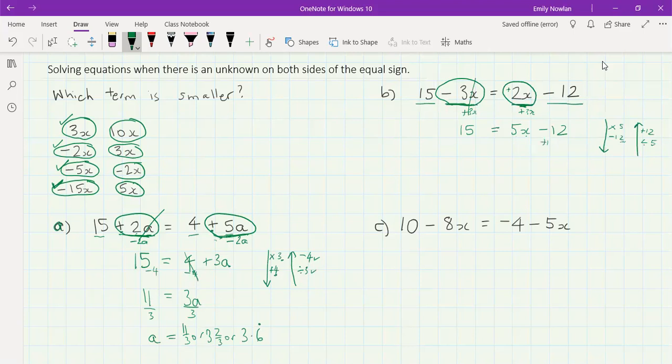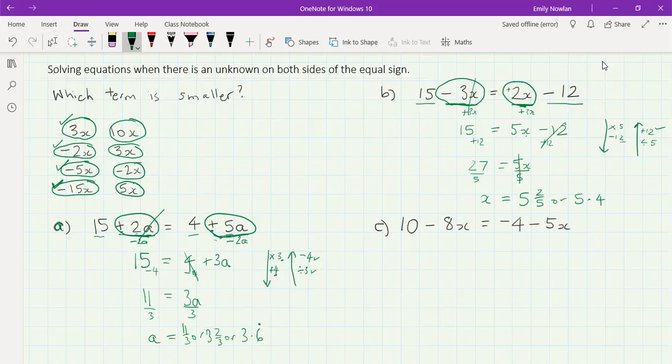Let's plus 12 first. Add 12 to that side, 12 to the other side. 15 plus 12 is 27, is equal to 5x. And this minus 12 plus 12 just goes. Now we need to divide by 5, divide by 5. So x is equal to, 5 over 5 goes. I've just moved my x to the left-hand side. Again, we've got an improper fraction, so we can have 27 over 5, or you can write 5 and 2/5, or you could write 5.4.